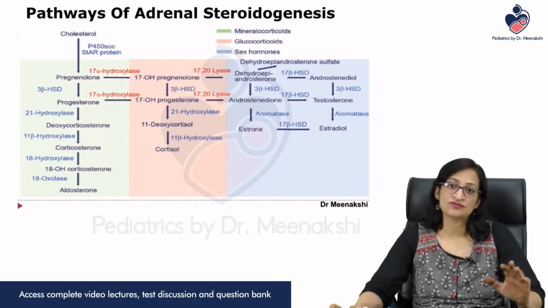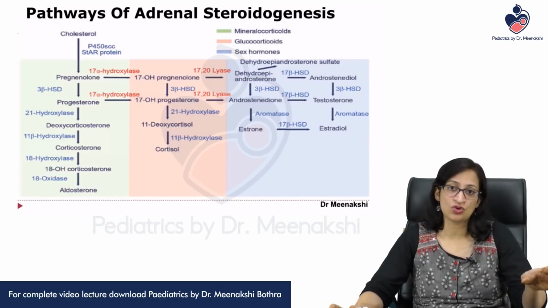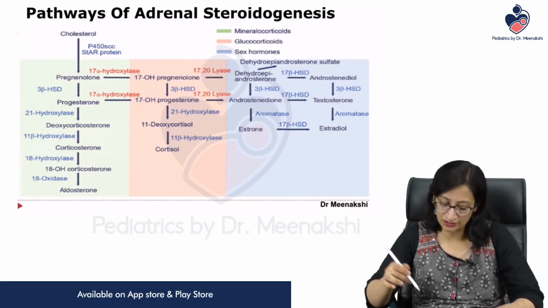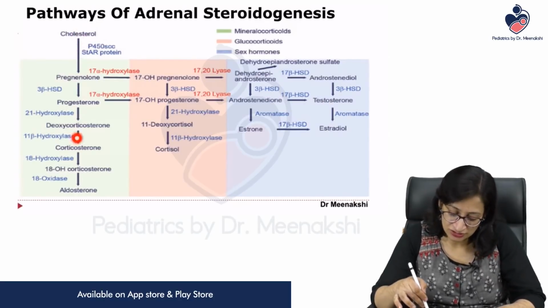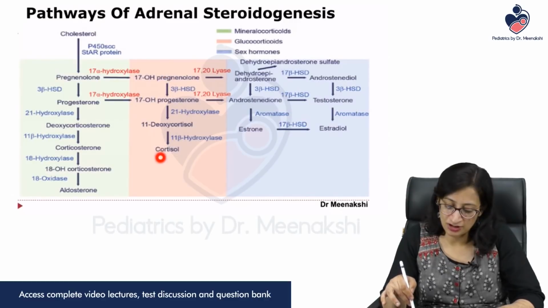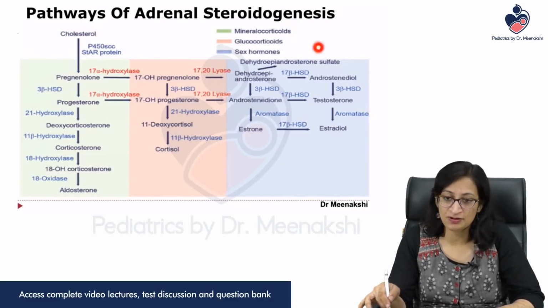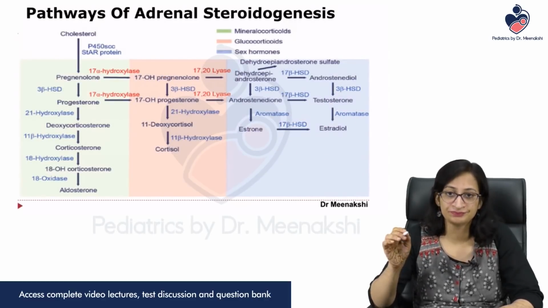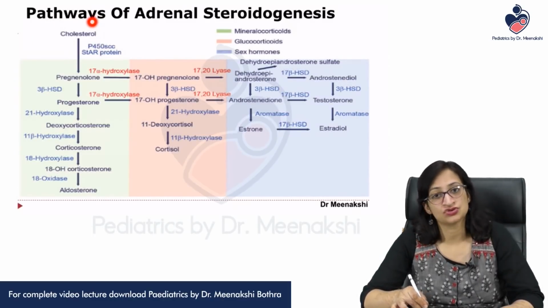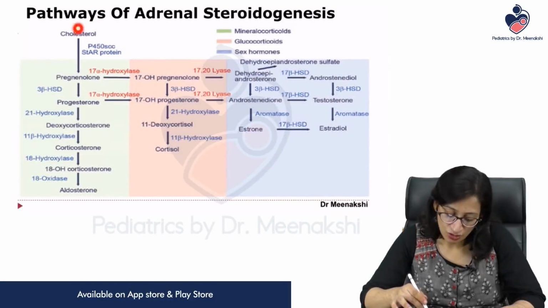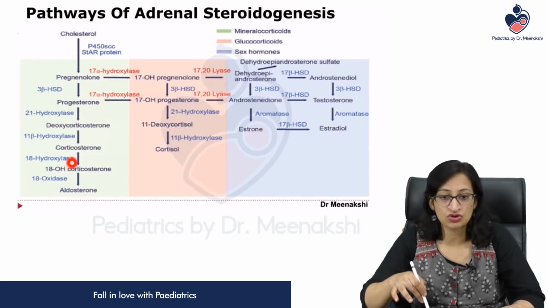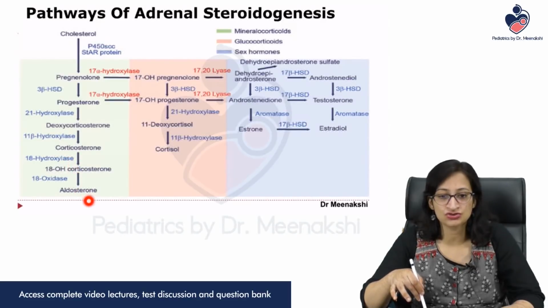Three classes of hormones are produced: the mineralocorticoids, glucocorticoids, and the sex steroids. This is the mineralocorticoid pathway, this is the glucocorticoid pathway, and this is the sex steroid pathway. The precursor of all the adrenal hormones is cholesterol. From cholesterol, pregnenolone is formed, then progesterone, deoxycorticosterone, corticosterone, and finally aldosterone.